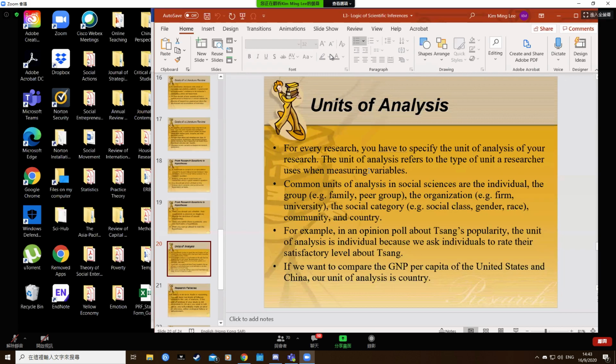Actually, you can study divorce at different units of analysis. For example, you want to compare the divorce rate in different countries. So country becomes your unit of analysis. But if you want to study divorce behavior in Hong Kong, so you do a survey on the whole Hong Kong population, then the individual would be your unit of analysis. You get what I mean?